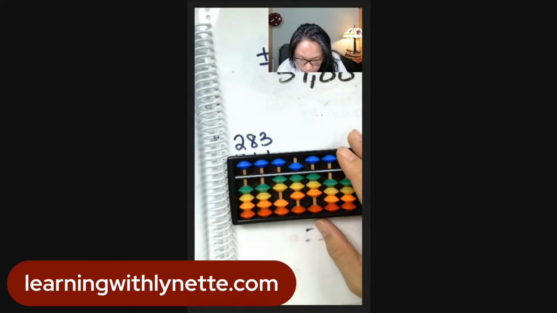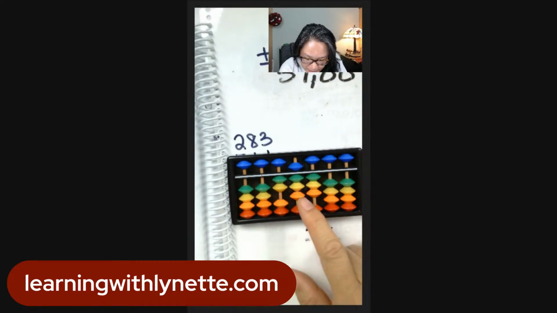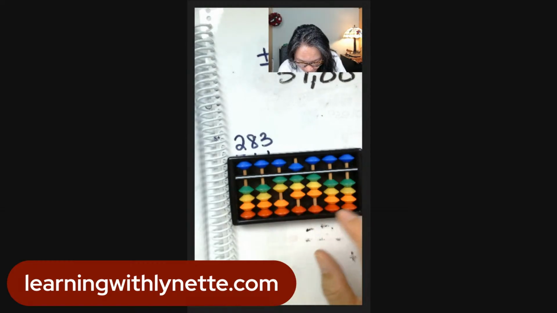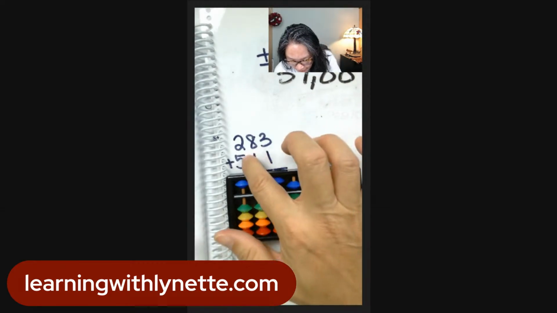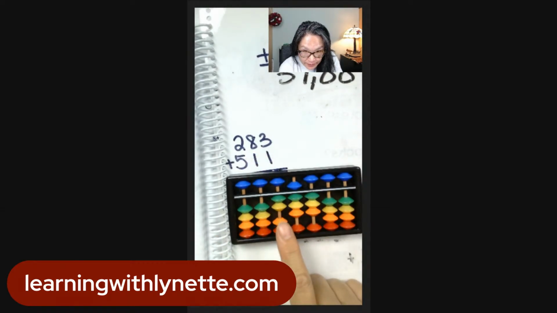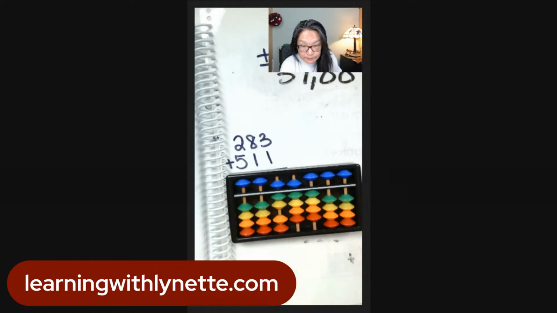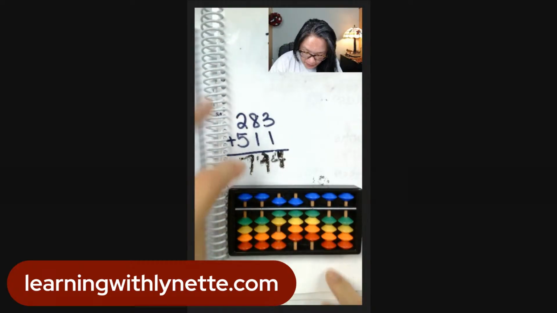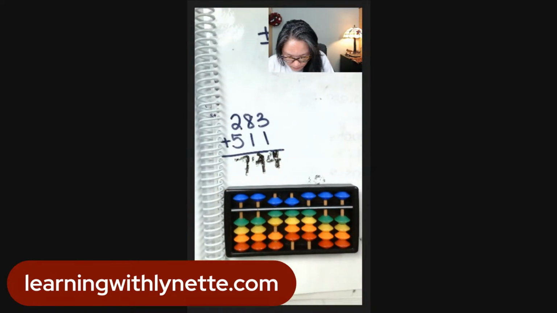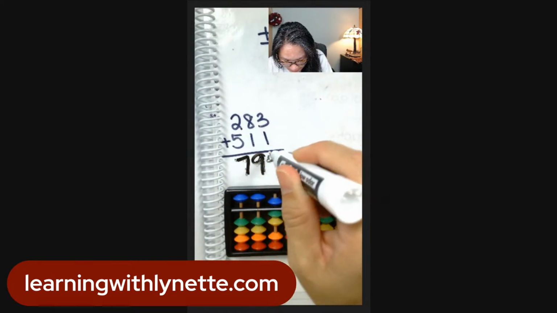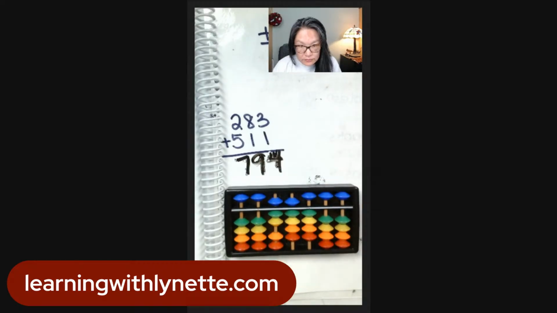But in abacus, we don't need to worry about that. Why? Because we need to understand if we have enough. So if I have 5, do I have enough to add the 5? So I add the 5. And then what? I add the 1. Do I have the 1? Yep, I add the 1. Do I have another one to add the 1? Yep, I have another 1. So what my answer is what? 794. Make sense? So that's what we're going to do.